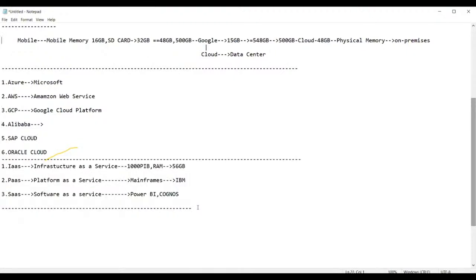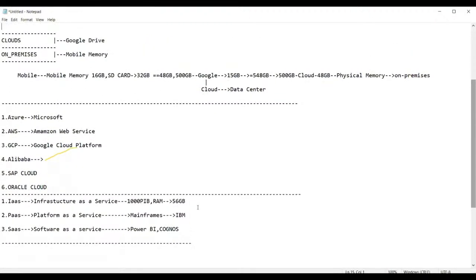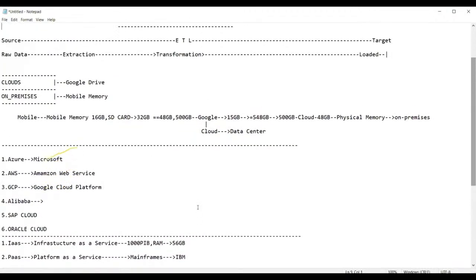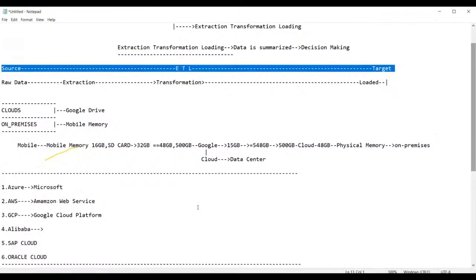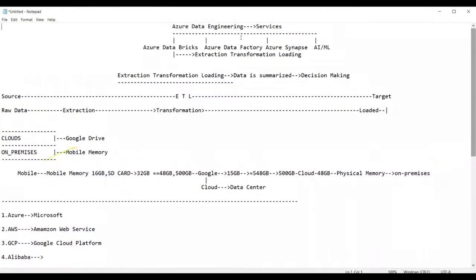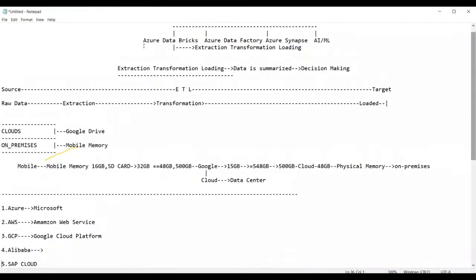Now, guys, the cloud is clear to me and on-premises is also clear to me. Everything is clear. Source, target, and extraction, transformation, loading are also done. But my question is, what is exactly the use of ADB, that is called Azure Databricks? What does it do? We have to understand this. So now, guys, let us come back here.